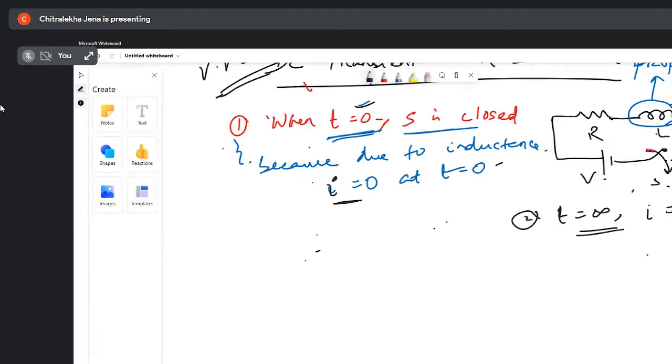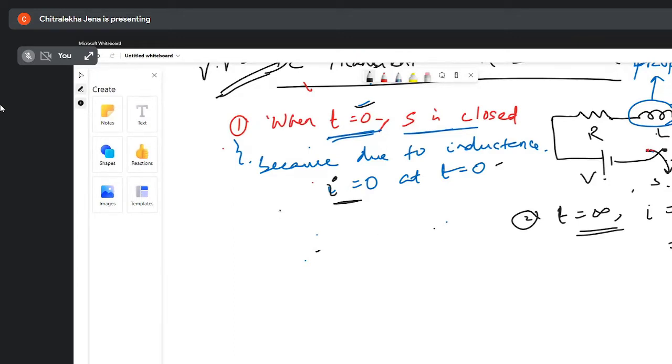So what is that maximum current? That will be equal to how much? Tell me. That will be equal to V by R. Okay, that is your maximum current, which will flow at t equal to infinite.